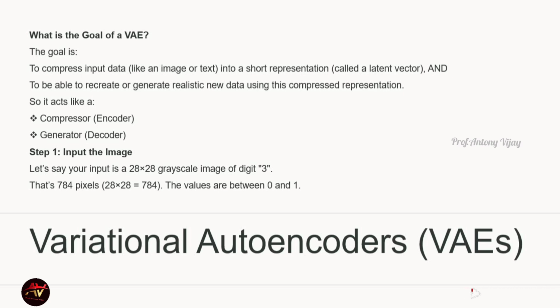Step one for VAE is the input image. Here we have taken an input image of 28 by 28 resolution, a grayscale image, and the content of the image is the digit 3. So 28 times 28 gives 784 pixels. The values are between 0 and 1. Here 0 means black in color and 1 means white. Between 0 and 1 it will be a gray color. So it will be easy to process. That's why we have taken this small size image.